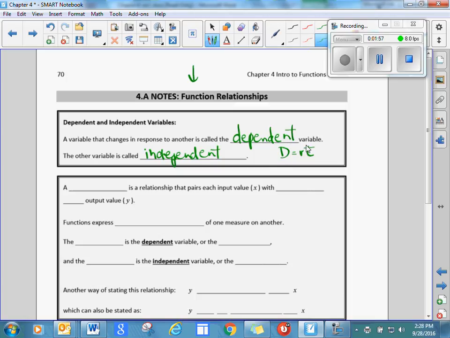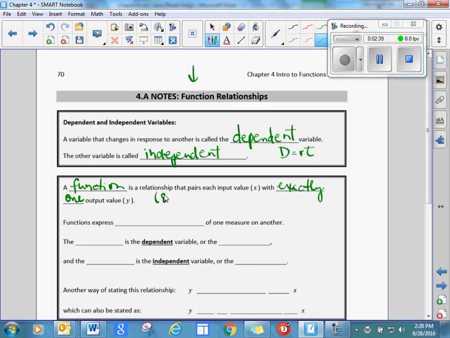So another way to say this, we can say distance is dependent on rate times time, but another way to say it is distance is a function of rate times time. Just like how much money you earn from your job is a function of how many hours you work that week. So we can use the word function, F-U-N-C-T-I-O-N, to describe the relationship that pairs each x value with exactly one output value.